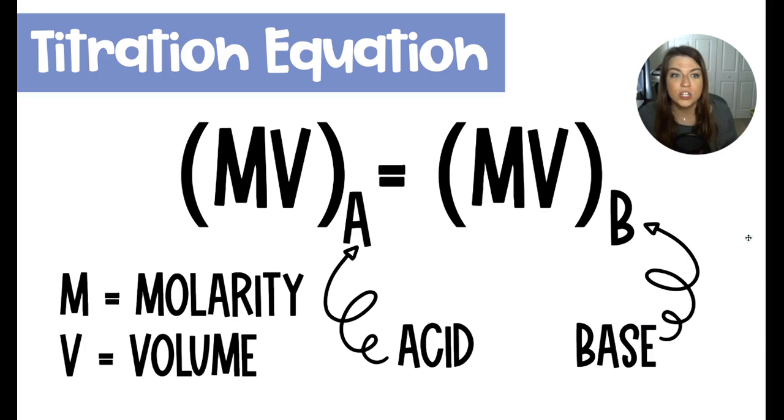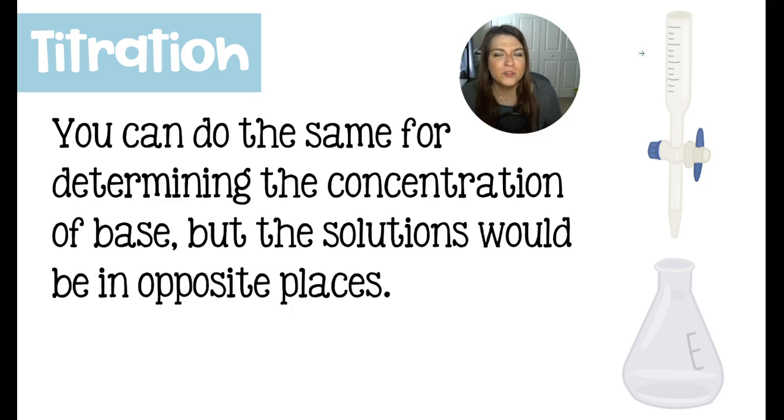And we're going to use this equation: MaVa = MbVb. M stands for molarity, and V stands for volume, and the subscripts are really just A and B for acid and base. Like I said before, you can do this exact same thing for finding the concentration of a base. You would just flip-flop the locations of your solutions.